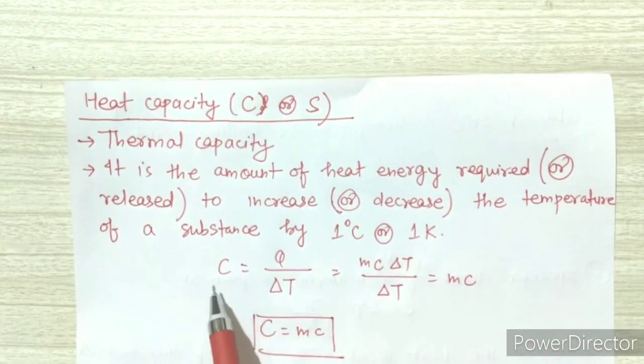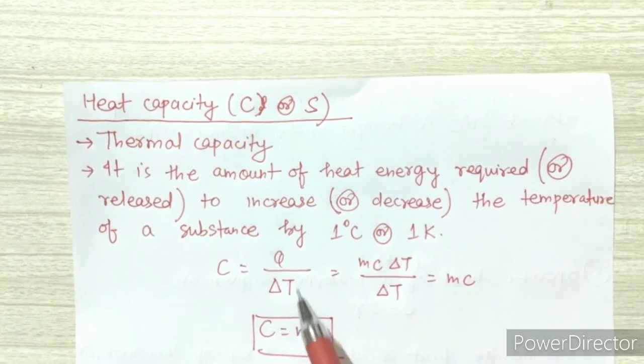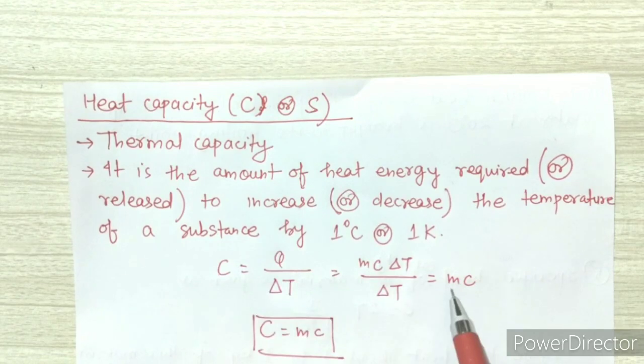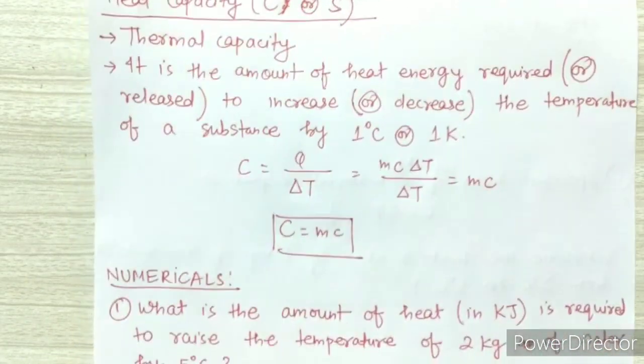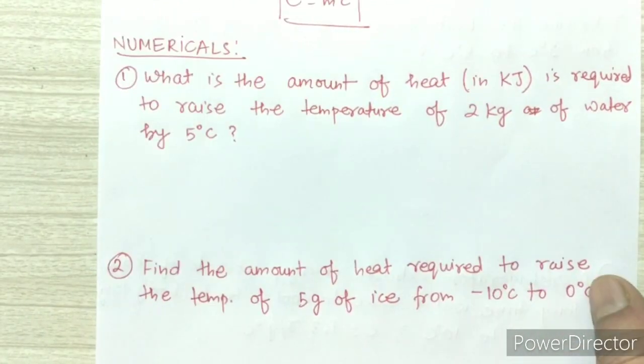So what is heat capacity? Heat divided by delta T. And what is heat given or taken? mc into delta T. So delta T cancels out. So C equal to m into small c. So heat capacity is equal to mass into specific heat capacity. Now we are going to see some numericals to make the thing more clear.